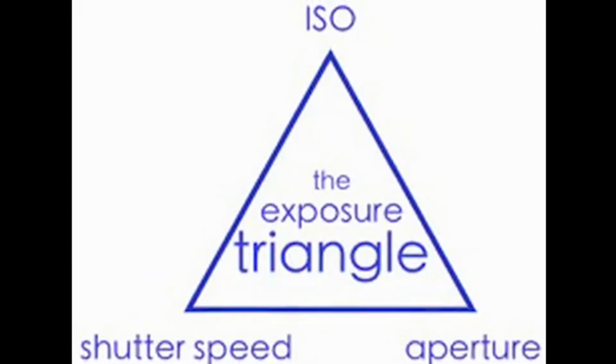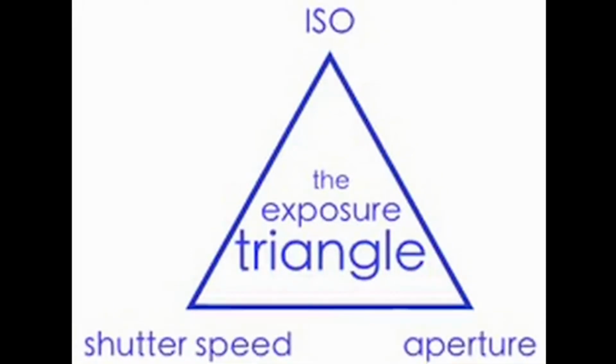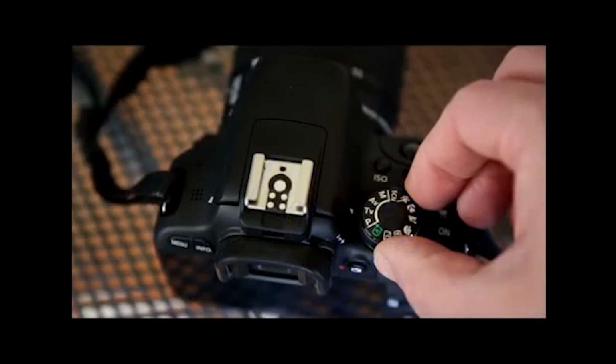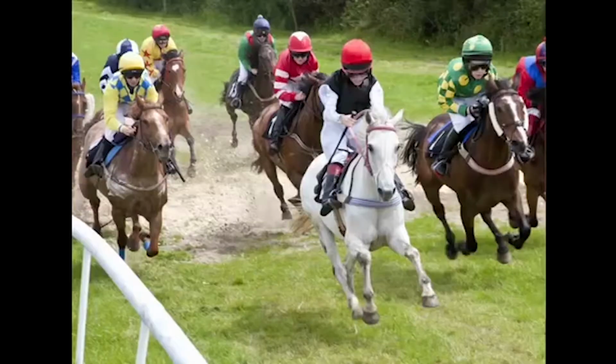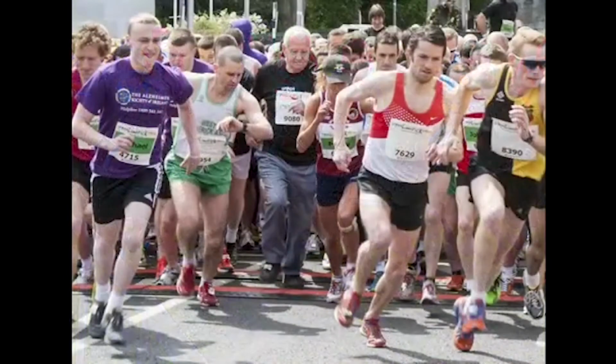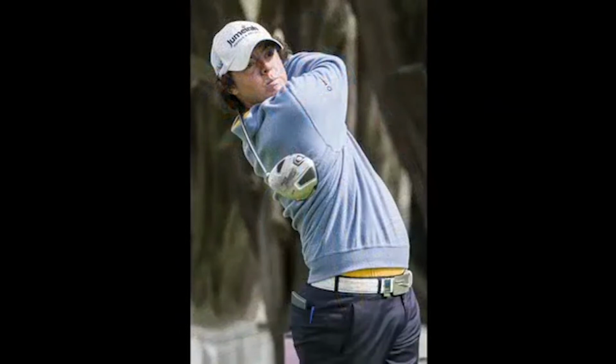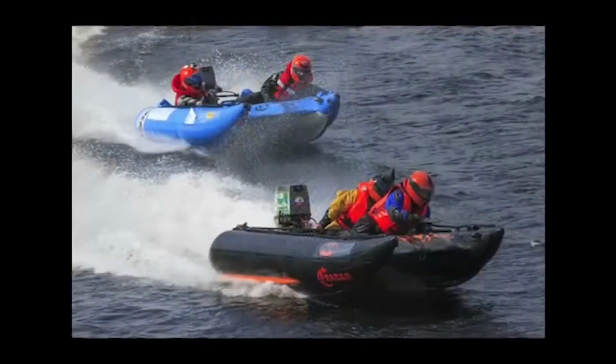The semi-automatic dial, known as TV, or S for shutter speed, is the dial that we would use when we want to capture fast motion when photographing sports, for example. One point to be aware of is that some sports will need faster shutter speeds than others.